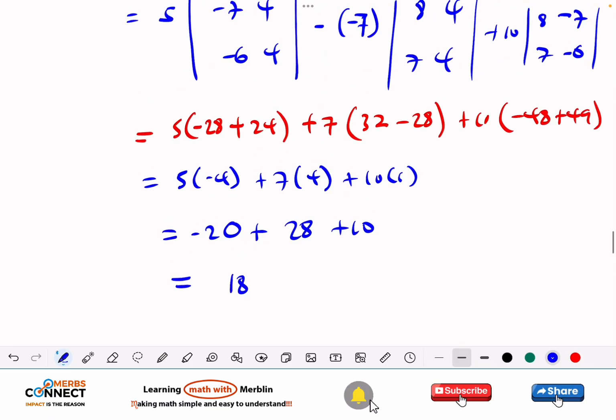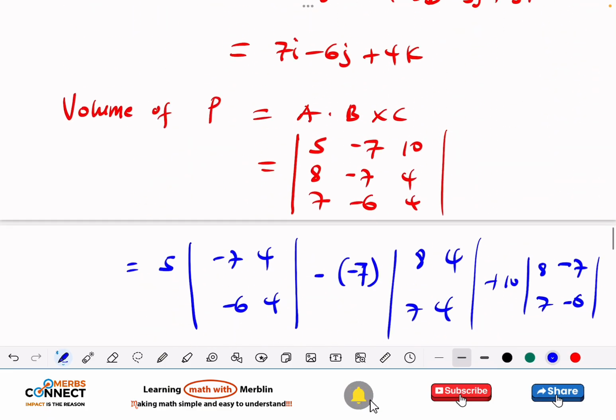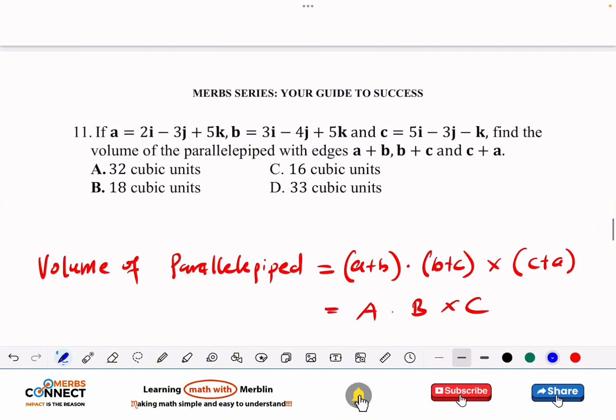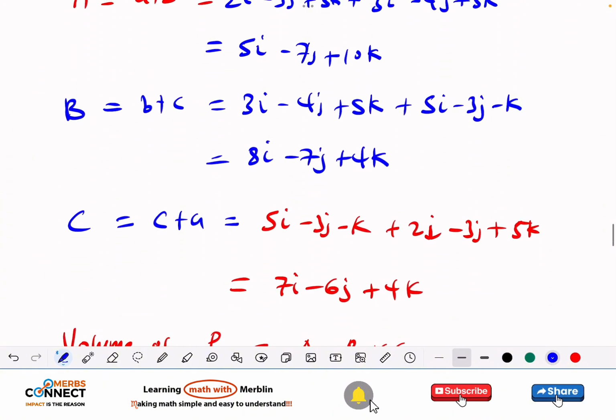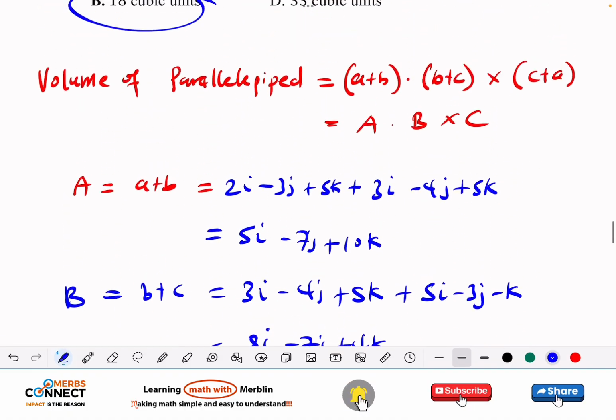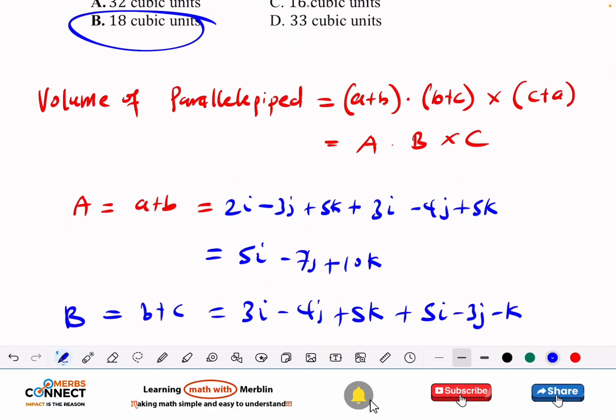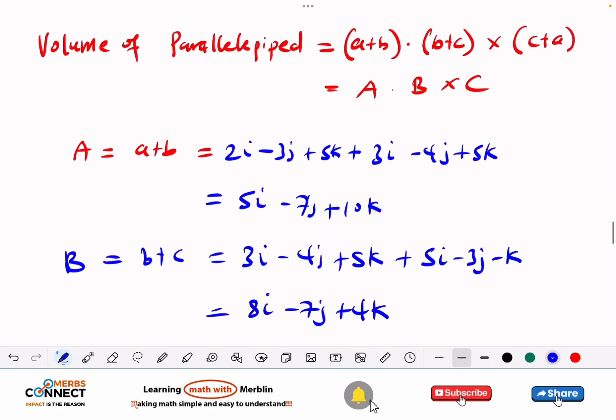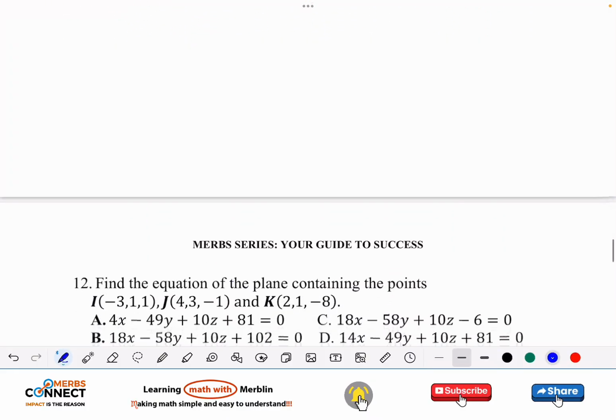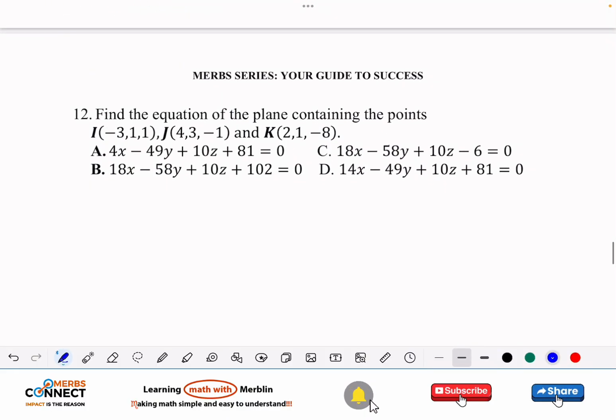Good. 18 cubic unit. So let's go and see if we had 18 from there. Okay, indeed, we have 18 here. Good. So basically, everything that we are doing here is formula based. If you know the formulas, you should be able to get them through very quick. Let's look at question 12.